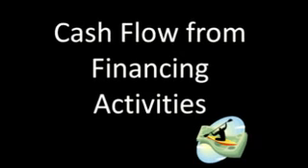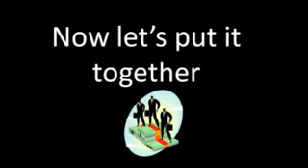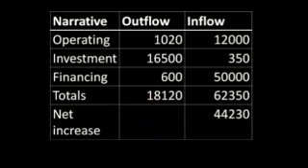Lastly, the cash flows from financing activities. Nicole has an inflow of $50,000 from her investment and an outflow of $600 from a withdrawal. We are almost there. The final step is to put the three results from the three groups into a single statement. And here it is. This represents a very simple view of a cash flow statement.